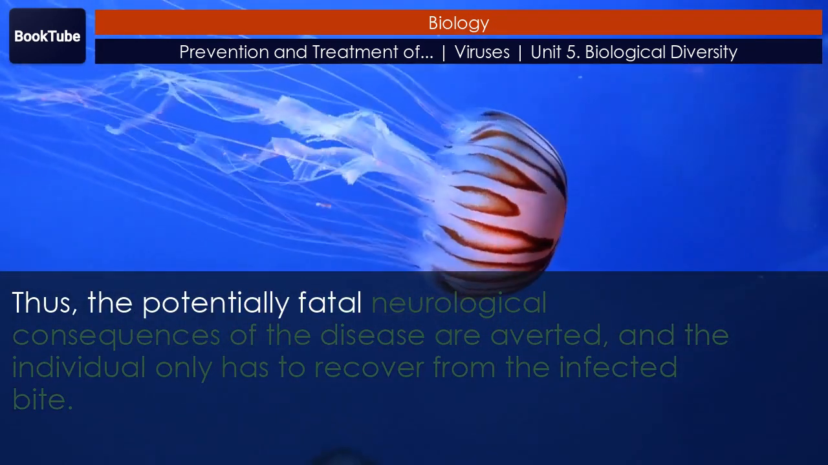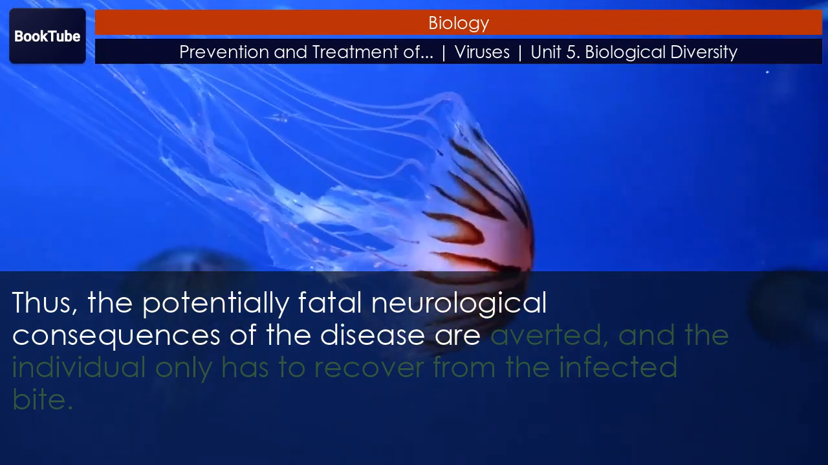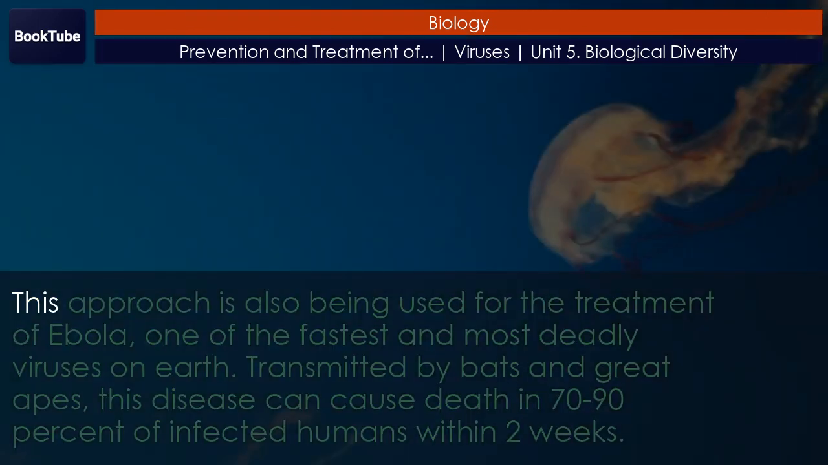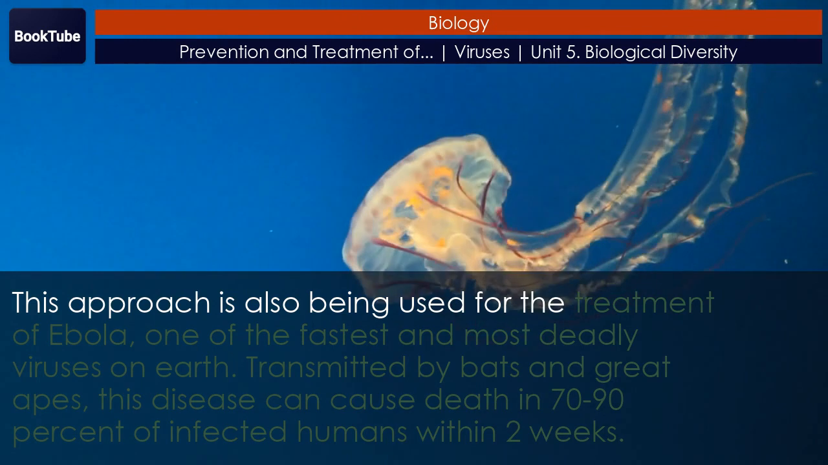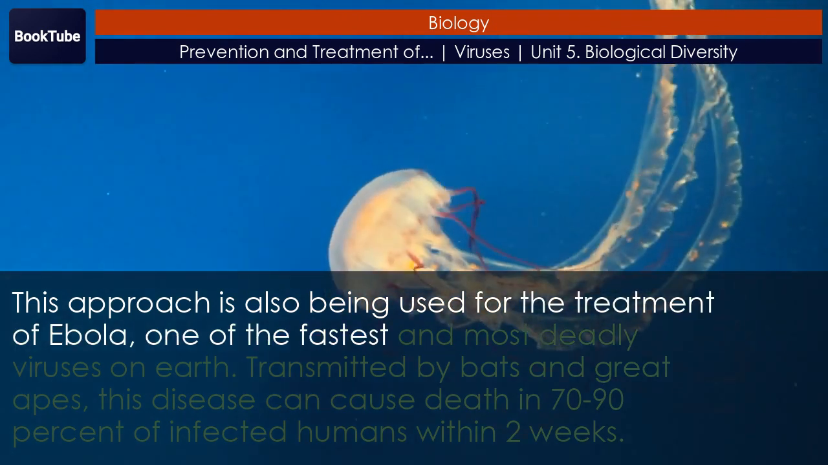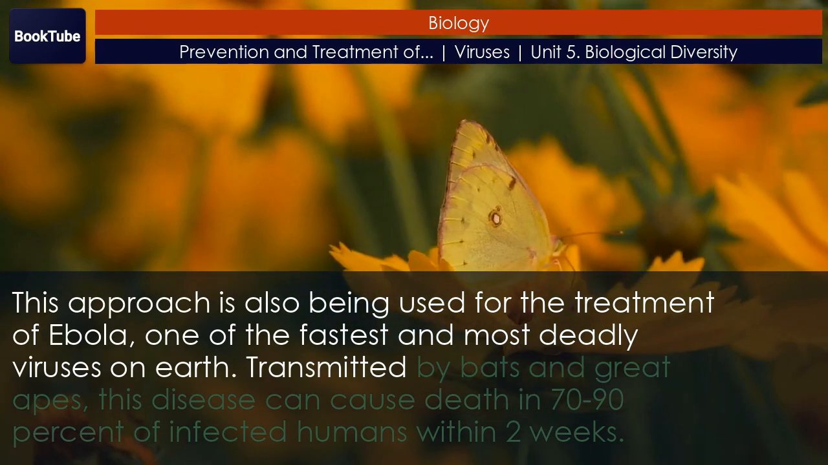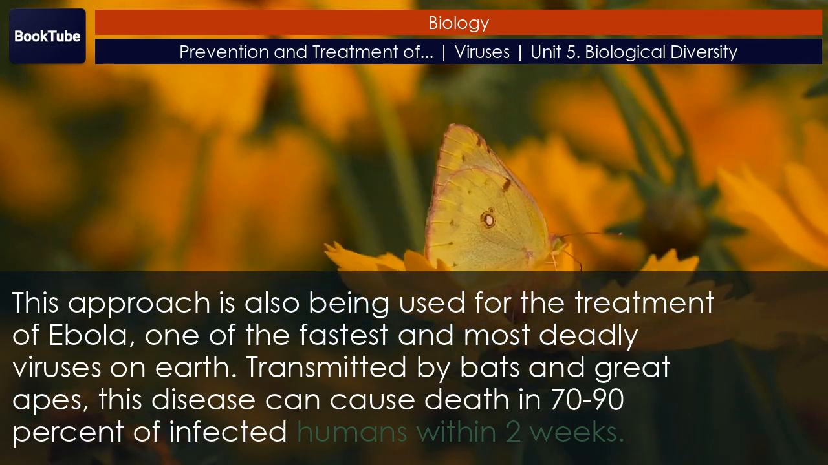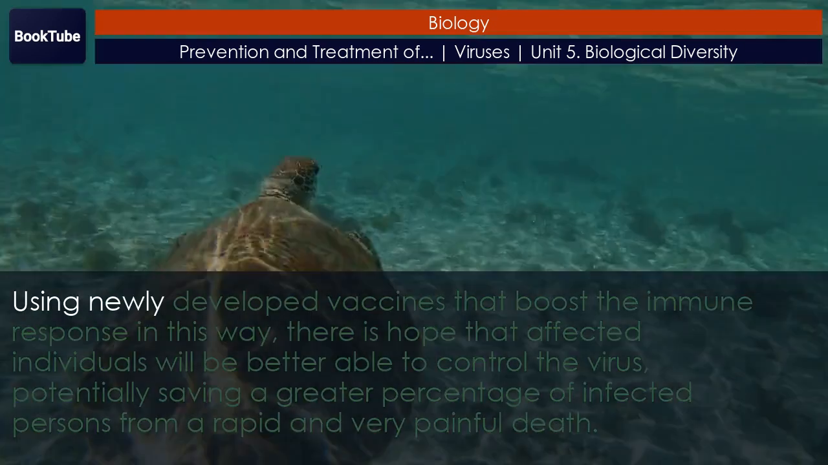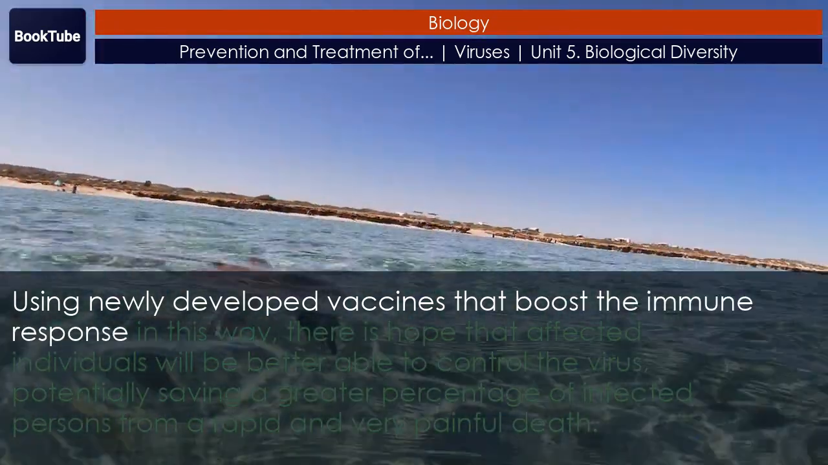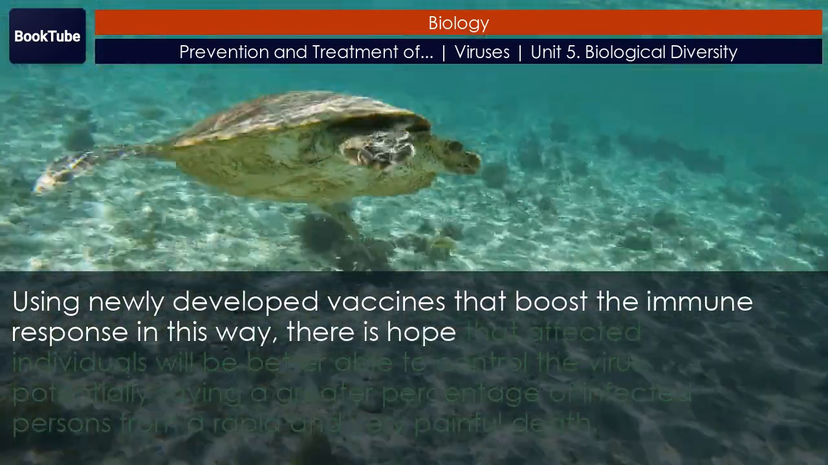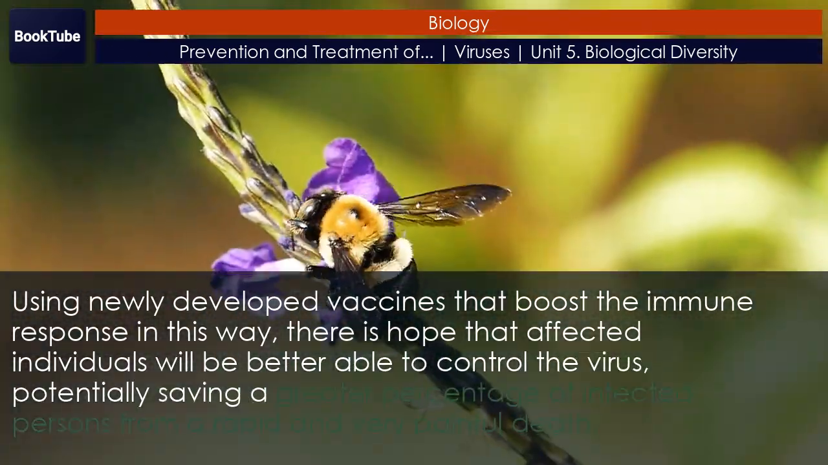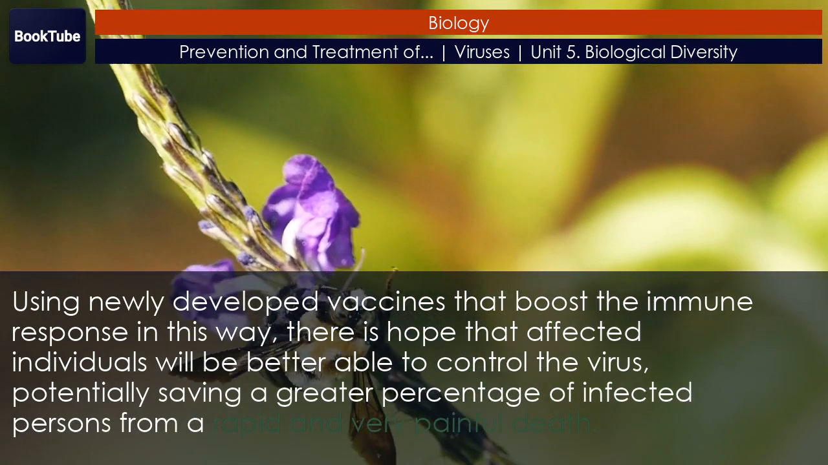Thus, the potentially fatal neurological consequences of the disease are averted, and the individual only has to recover from the infected bite. This approach is also being used for the treatment of Ebola, one of the fastest and most deadly viruses on Earth, transmitted by bats and great apes. This disease can cause death in 70 to 90% of infected humans within 2 weeks. Using newly developed vaccines that boost the immune response in this way, there is hope that affected individuals will be better able to control the virus, potentially saving a greater percentage of infected persons from a rapid and very painful death.